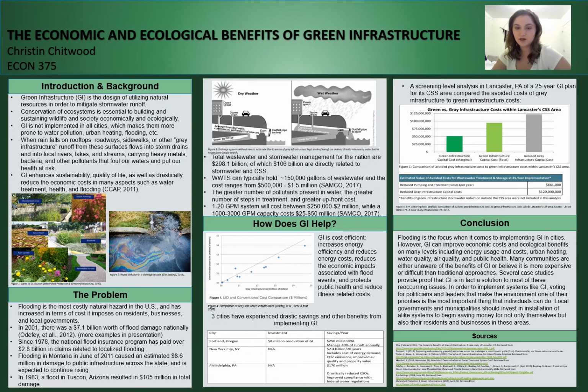Since 1978, the National Flood Insurance Program has paid over $2.8 billion in claims related to localized flooding. Flooding in Montana in June of 2011 caused an estimated $8.6 million in damage to public infrastructure across the state and is expected to continue rising. In 1983, a flood in Tucson, Arizona resulted in $105 million in total damage.